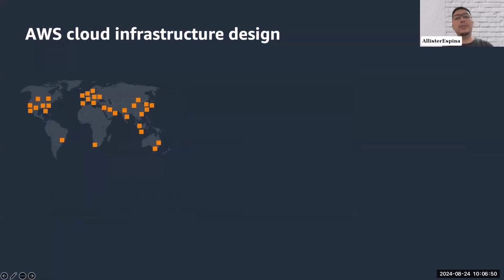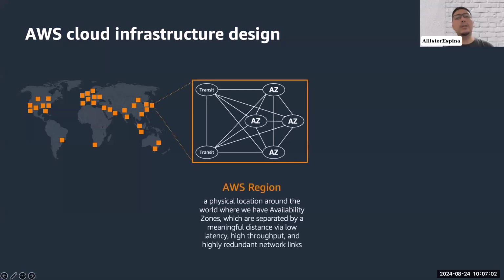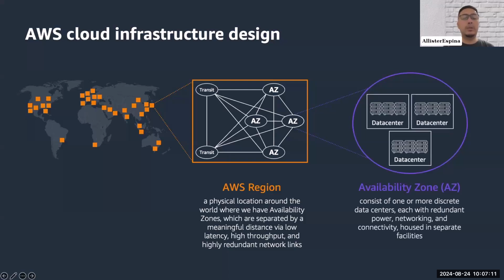So talking about the infrastructure design. In AWS, we rarely discuss or talk about data centers anymore. Rather, we have AWS regions. A region is just a physical location around the world that comprises availability zones. Availability zones consist of one or more discrete data centers. So think about how this design, this construct of the cloud infrastructure, is built when you think about disaster recovery, business continuity, high availability, and fault tolerance.